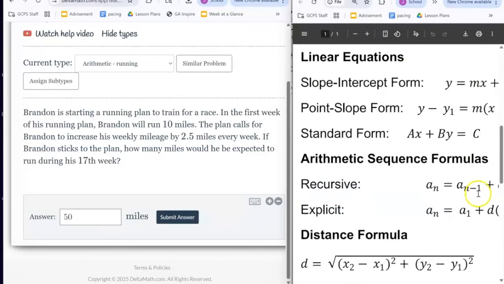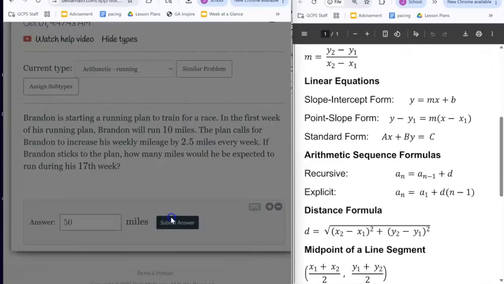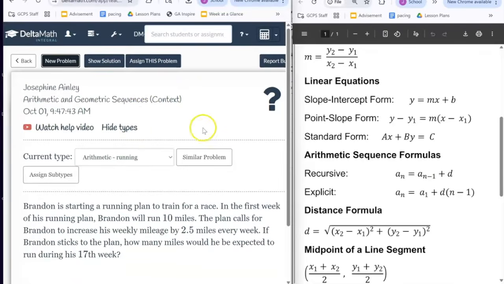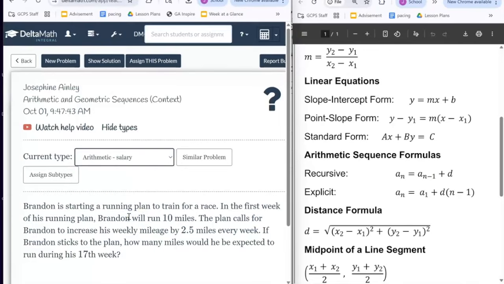It could ask me write the recursive or write the explicit, but we've gone over how to write those as well. So in this one, it's just kind of making sure that you understand what is the difference between a linear and a sequence. I think I'm going to do one more because I've done so many sequences. Hopefully the next one is not a sequence. I did salaries, I think. I don't think I did a salary.